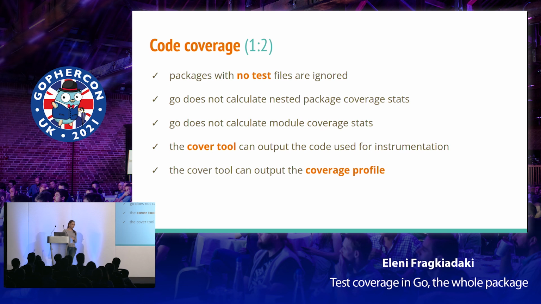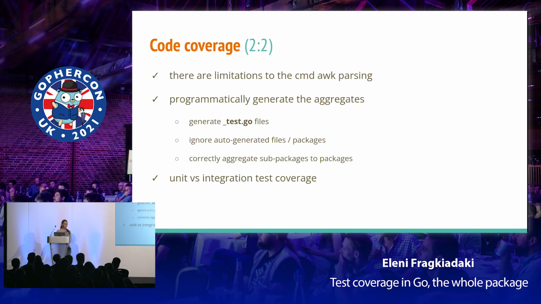And what it does do, it can output the code for you to see, and it can output the coverage profile, and you can work with the coverage profile however you want. Like you may want to parse it, read the results, and calculate values for yourself. If you try to do the total percentage from the command line, there are limitations to that, and we saw some of them. It only can go one level, so it can aggregate up to the module, but if you have nested sub-packages, it can't do that.